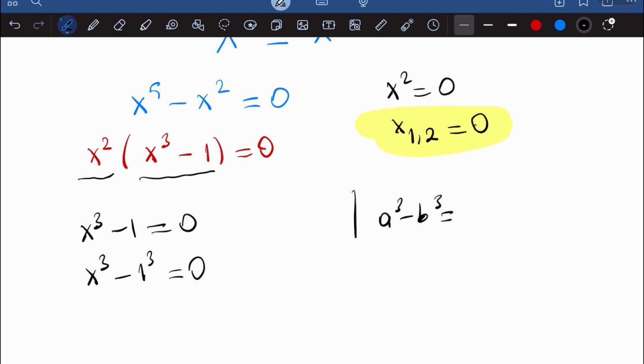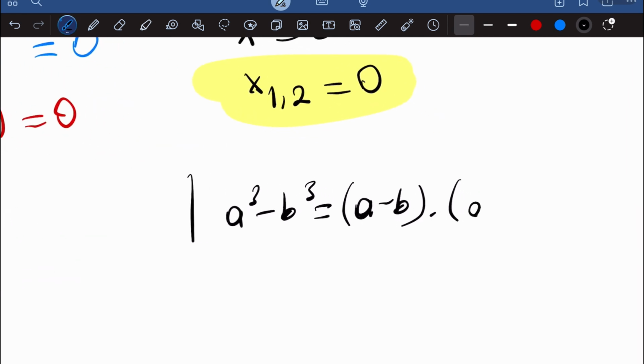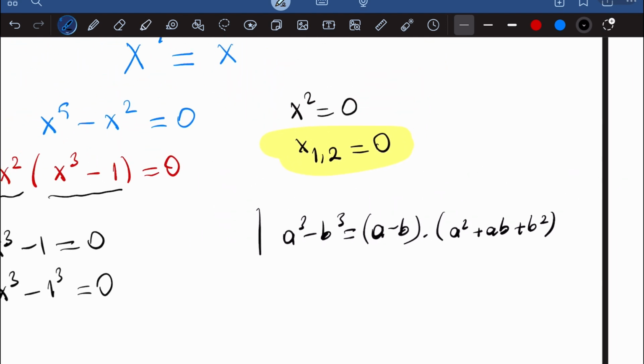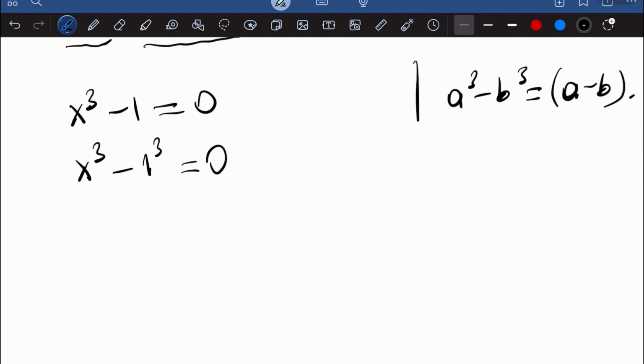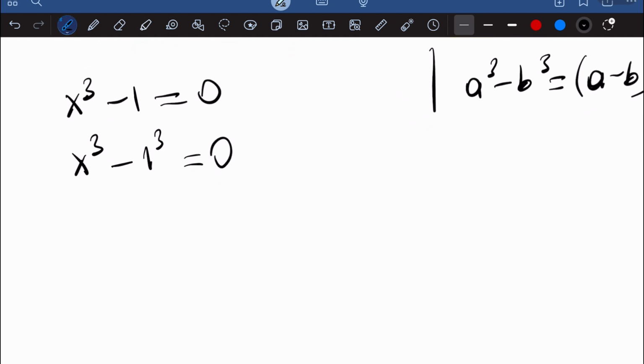We know what a cubed minus b cubed is. Inside parentheses, a minus b, then it becomes a squared plus ab plus b squared. Now what will I do? I will apply this here. Now, what will our expression turn into? x minus 1 times x squared plus x plus 1 equals 0.